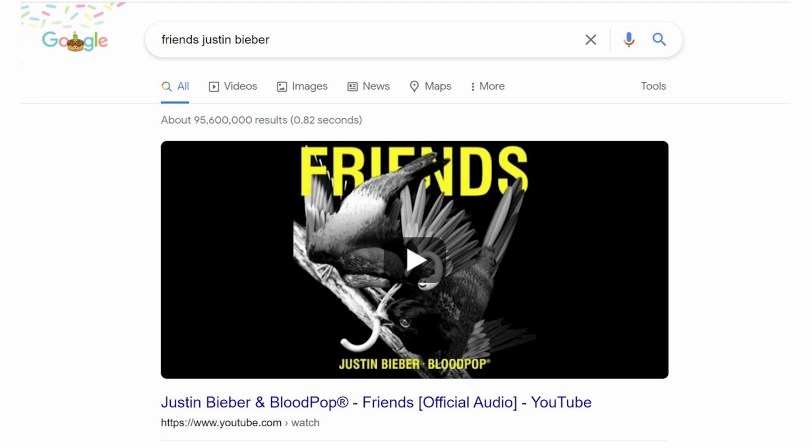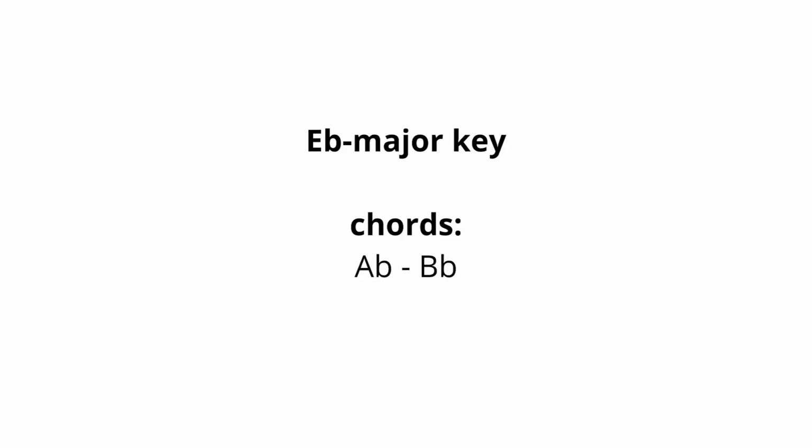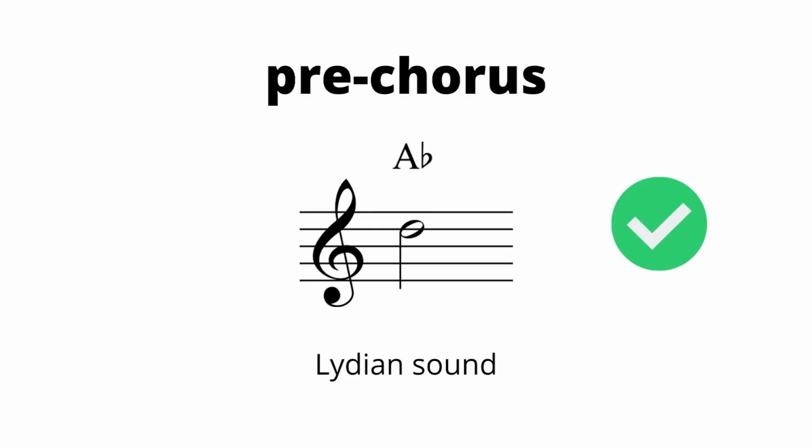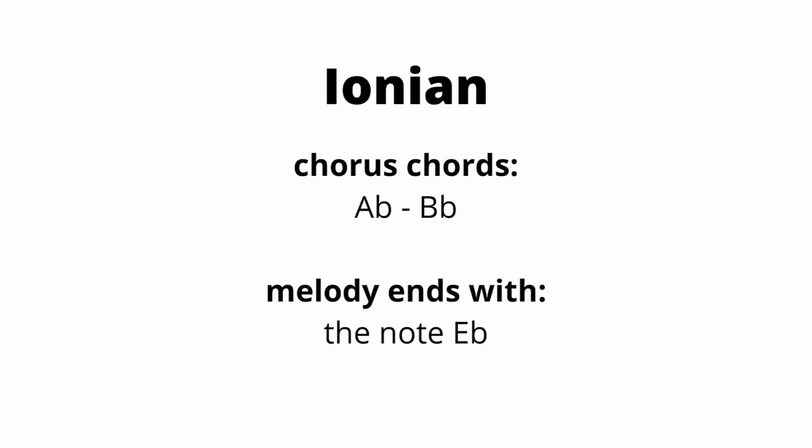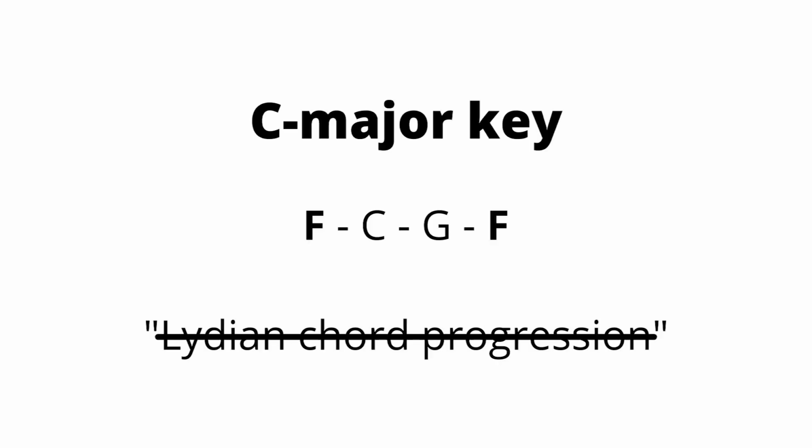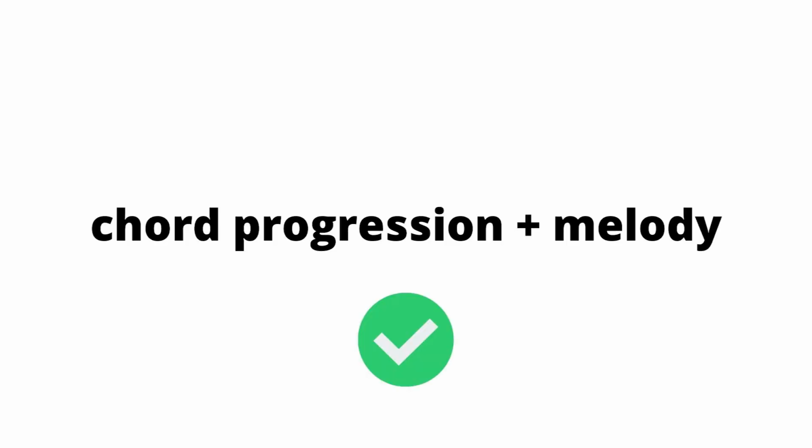There is another song like this, the song Friends by Justin Bieber. Listen to the song. This song also contains only the 4 and the 5, A flat major and B flat major in E flat major. Does it sound like Lydian? I don't think so. Maybe the pre-chorus, where the melody note is a D on an A flat major chord. But the chorus melody ends on the note E flat, which suggests that E flat is the tonal center. So the chord progression alone doesn't determine the mode of the song. It's the chord progression and the melody together.